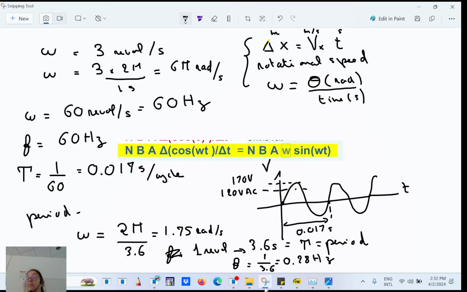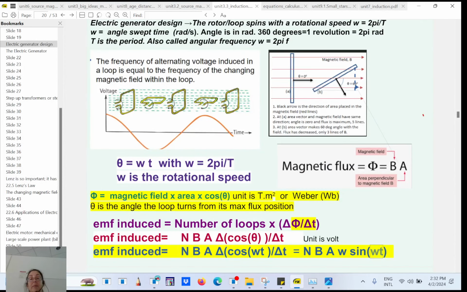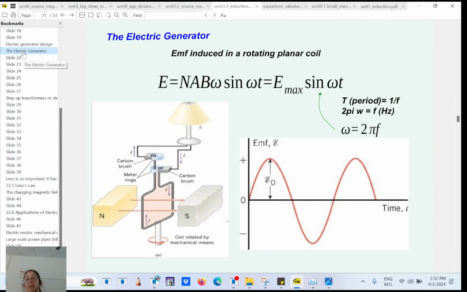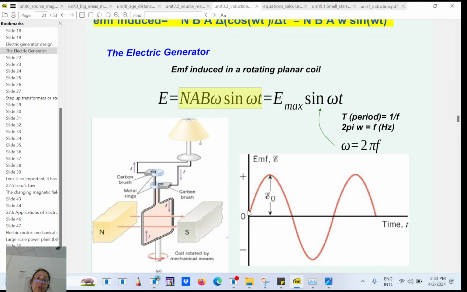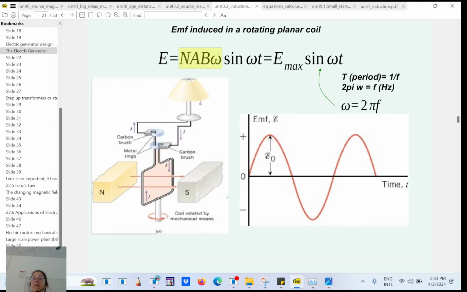Is that clear? So we're going to take an example that will be easier. Each time you have something that rotates, it will induce an EMF, so it will induce a current, and that will be the EMF induced. It's a sine because it's going to go up and then down and up and down. That expression for the EMF is the peak EMF.